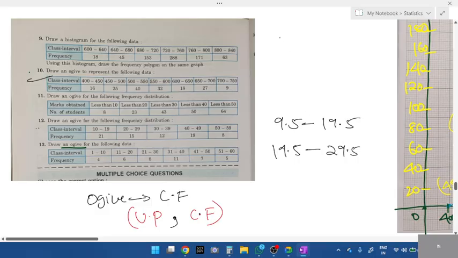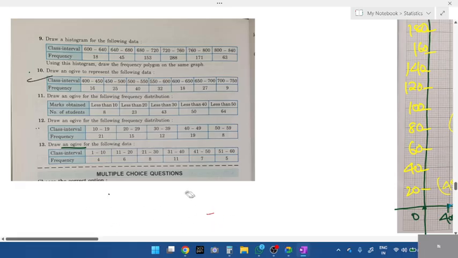Right? And to plot the ogive graph, we need the upper limit. You have to take 19.5, comma 21. Then you take 29.5, comma, and when you add those things, you'll get 36. Take these points and plot the ogive graph. I'm talking about the 12th question. The 12th and 13th are the same, students, discontinuous.